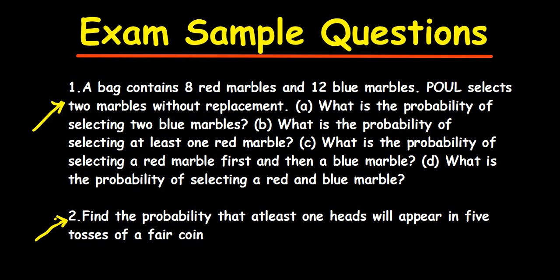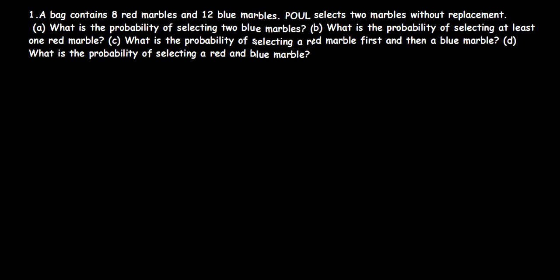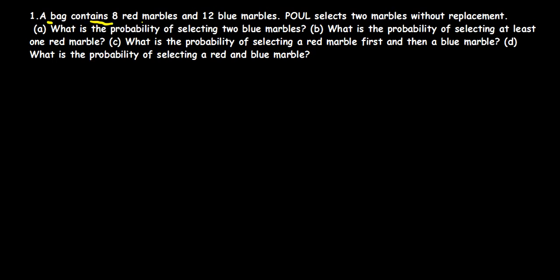Let's solve question number 1 here. They're saying a bag contains 8 red marbles and 12 blue marbles. Paul selects 2 marbles without replacement. The first question is, what is the probability of selecting 2 blue marbles? For us to answer this question, we'll have to draw a tree diagram.